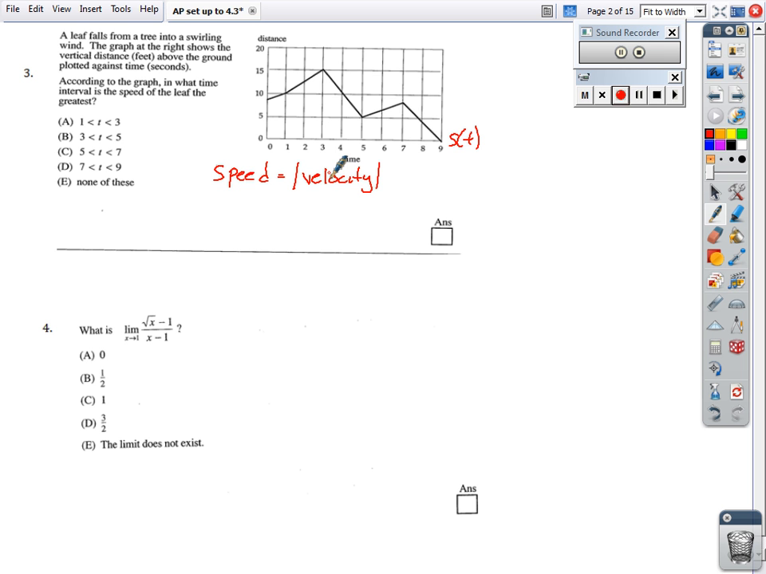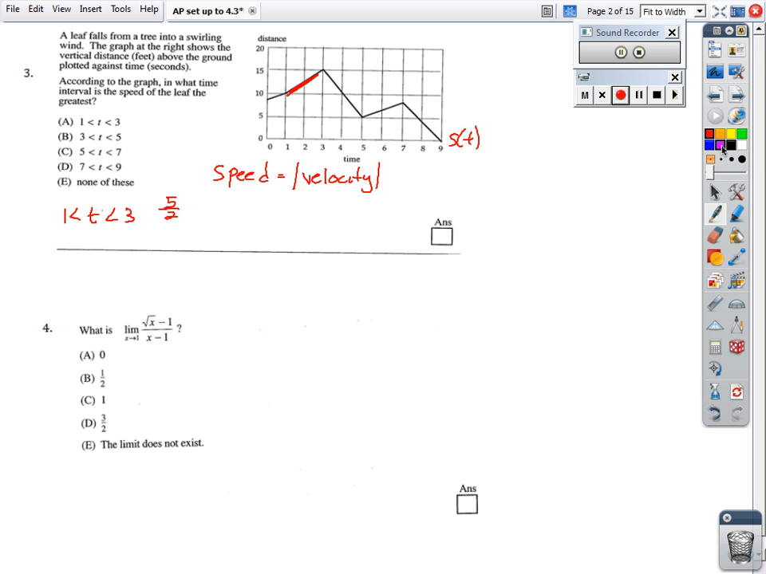Okay, so we need to check each interval. So the first interval we're going to check is from 1 to 3, and we're going to find its slope, and we're going to make it positive. All right, so that indicates right here. Now, please be sure you notice that the y-axis goes up by 5. So this is going up 5 and over 2. So the slope there is 5/2.